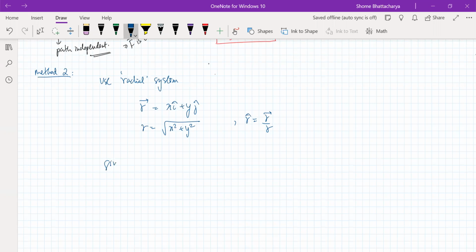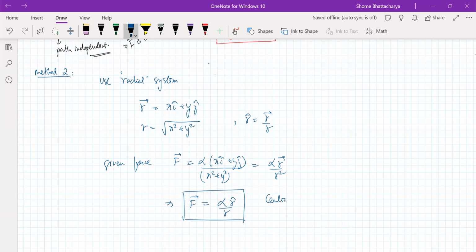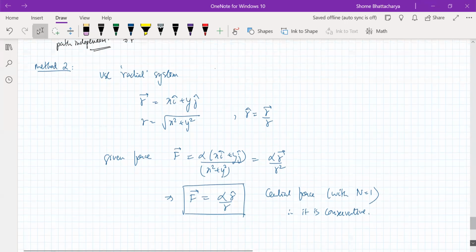So now you can see that the given force in this system is nothing but this. Okay. So the force is nothing but alpha r cap by r. So it is a central force, with our n equal to 1. So therefore, it has to be conservative. Okay. And then we can use the same derivation for work done by central force that we did earlier to calculate the work done.